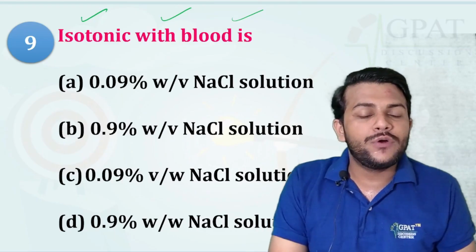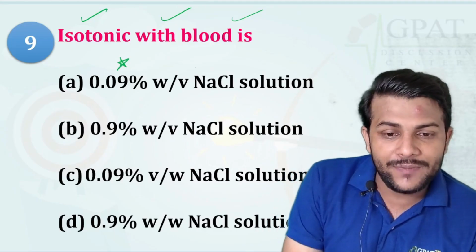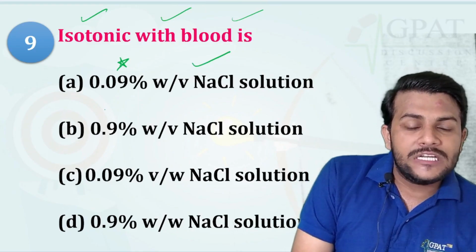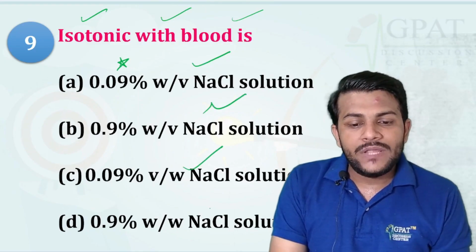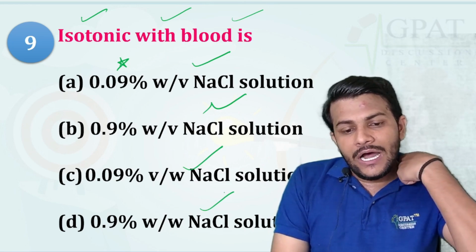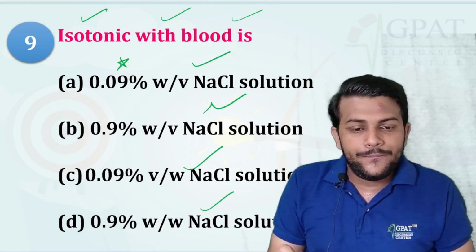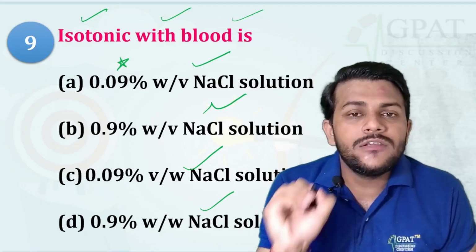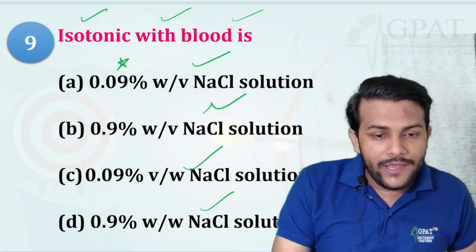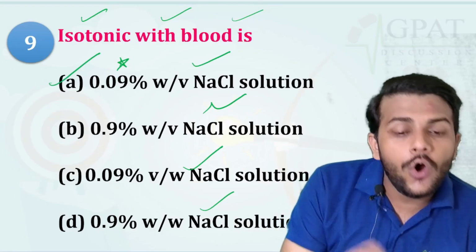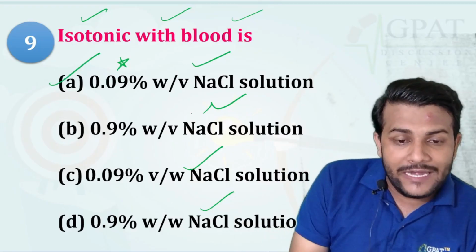And there are four compositions: 0.09% weight by volume of NaCl, 0.9% weight by volume of NaCl, 0.09 and 0.9. Here all look okay and similar, but students, you are going to make a human mistake. Just pause for a few seconds on the question and read it completely.